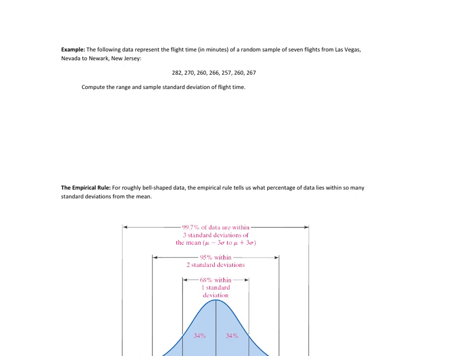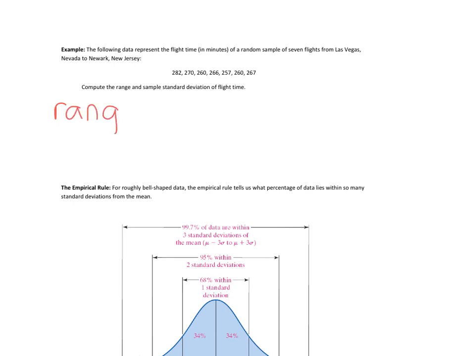This sample size is 6. 1, 2, 3, 4, 5, 6, 7. Excuse me, it's 7. So that would be 2 more deviations we have to calculate. So let's use our calculator. It's going to be calculator dependent. So first of all, they ask us to calculate the range.